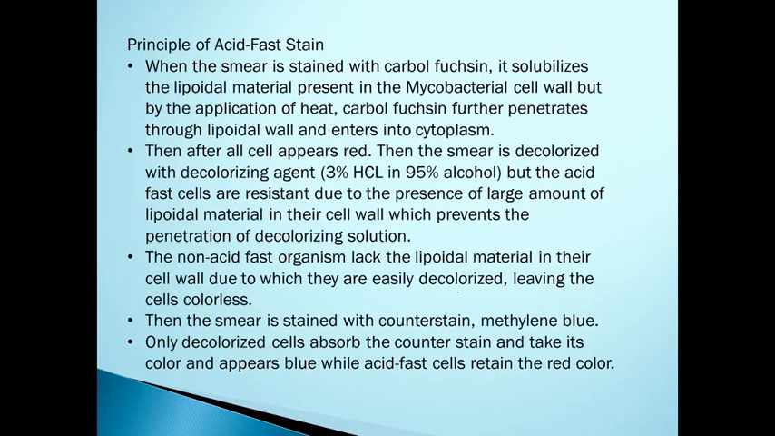Then next, the smear is decolorized with a decolorizing agent, that is 3% HCl in 95% alcohol, or we can even use 20% sulfuric acid. But the acid-fast cells are resistant due to the presence of a large amount of lipoidal material in the cell wall, and thus it prevents the penetration of the decolorizing solution. So when these acid-fast microorganisms get stained, they get permanently stained.